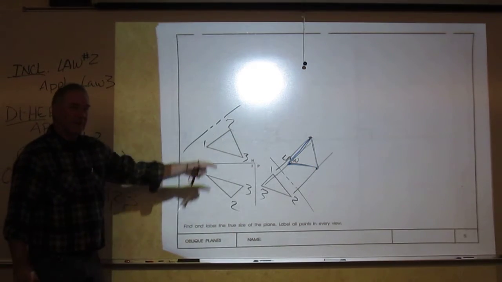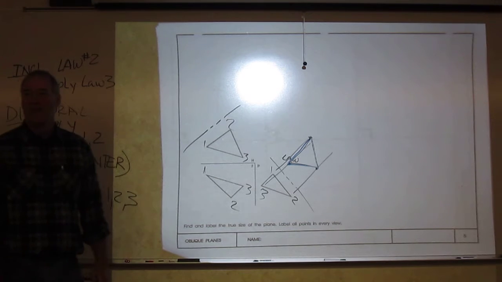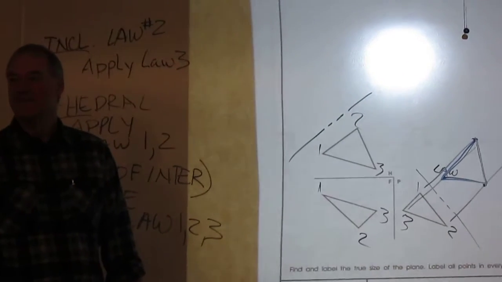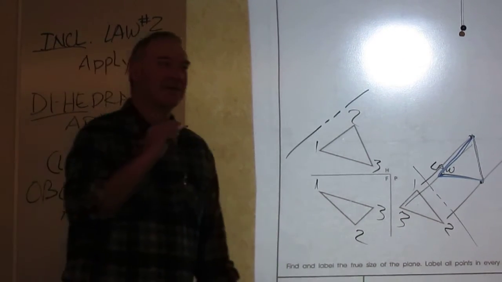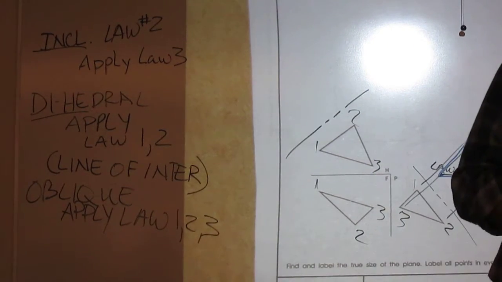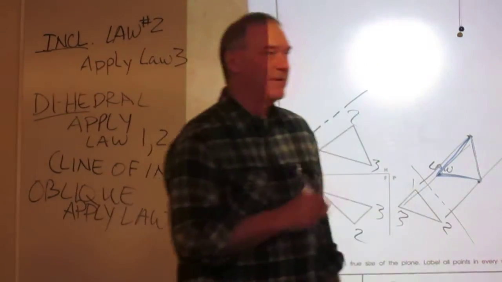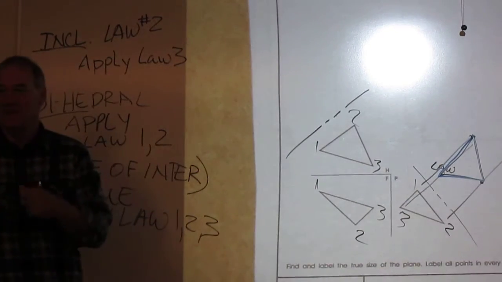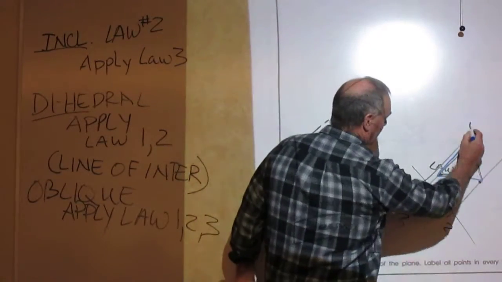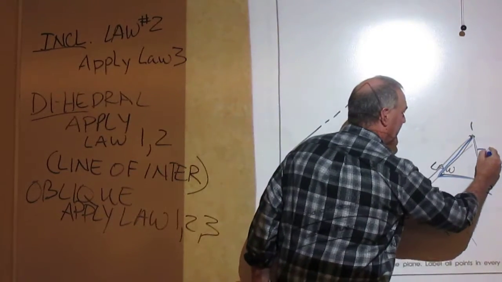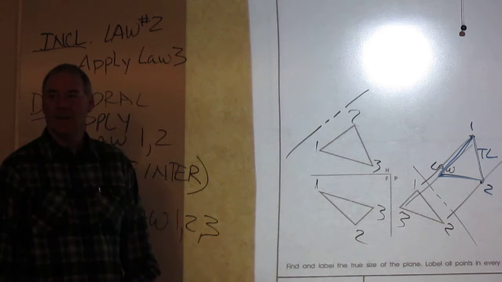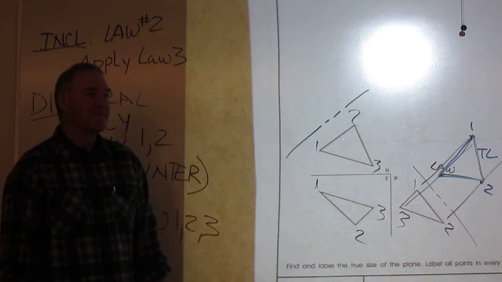Now, what's important about this rotation? Why did we do it? Law 1. A line must appear true length in the viewing plane parallel to it. We did it for the whole thing to get true length, right? So I now know, here's point 1, here's point 2, there's my true length line. That's why I did that.